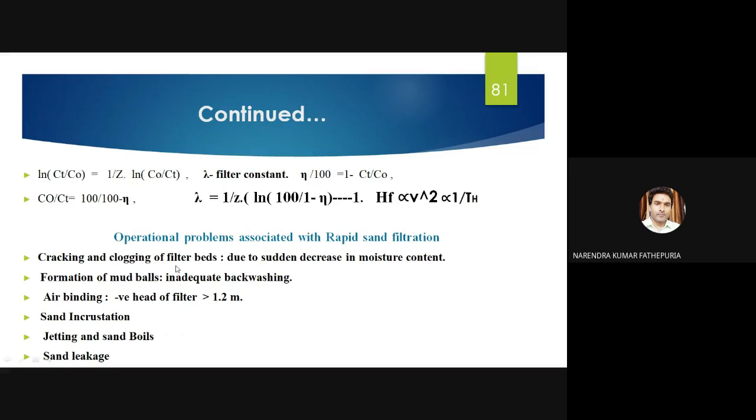What are the operational problems associated with rapid sand filtration? These are the problems that we also have to address. One is the cracking and clogging of filters.